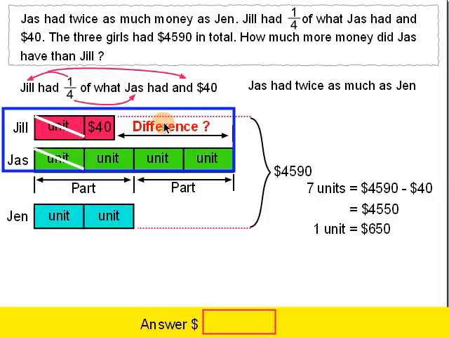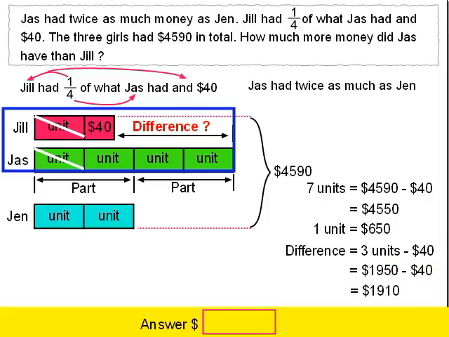So the difference is taking 3 units minus $40. Since 1 unit is 650, therefore 3 units minus $40 is 3 multiplied by 650, which is 1,950, then minus the $40. That gives us $1,910. Hence, Jess had $1,910 more than Jill.